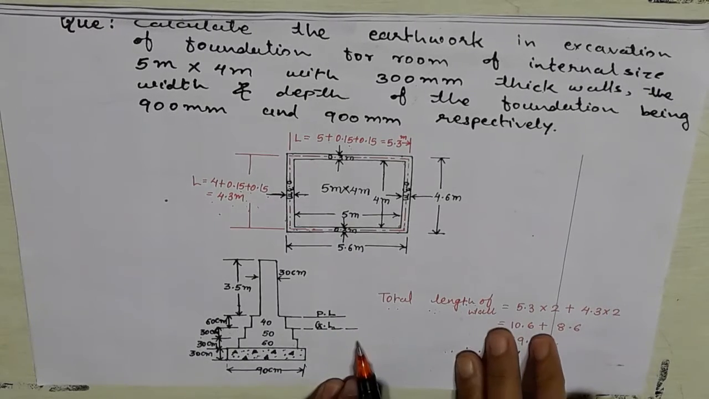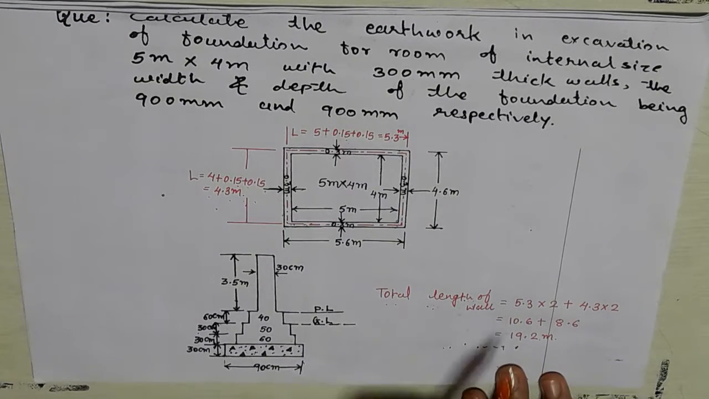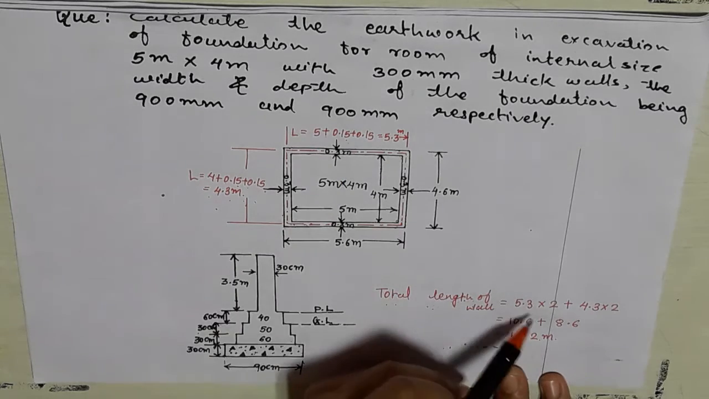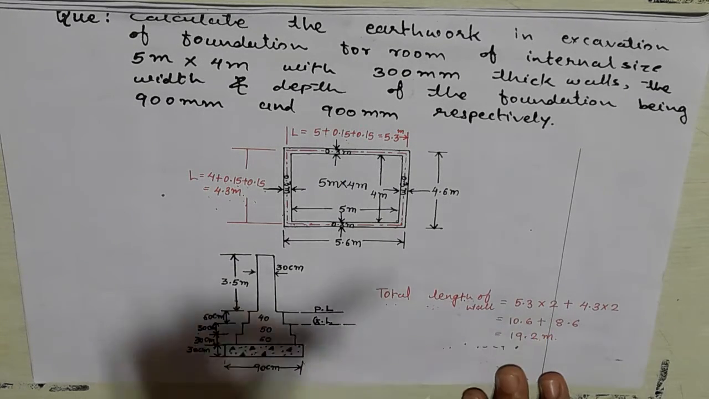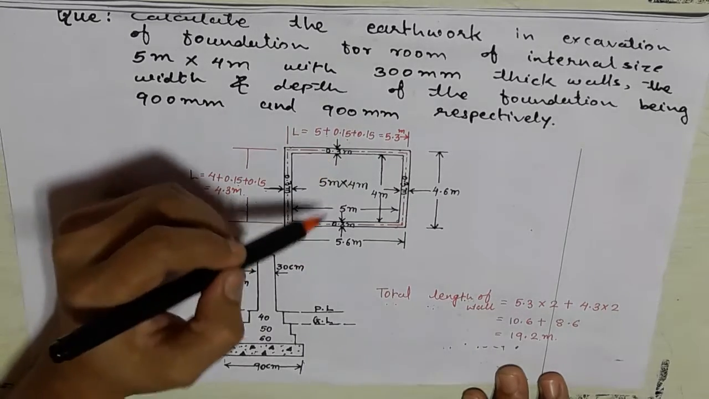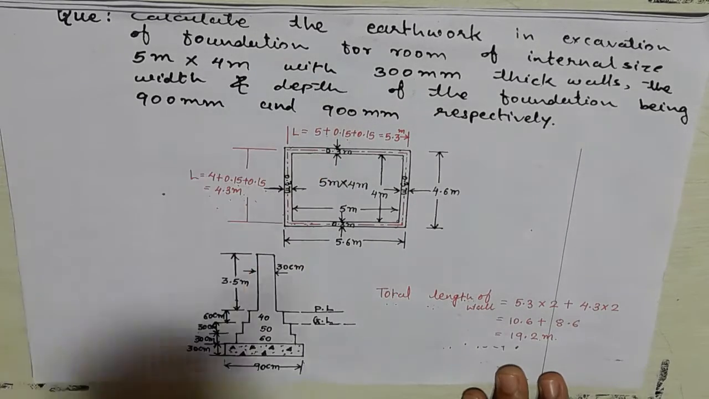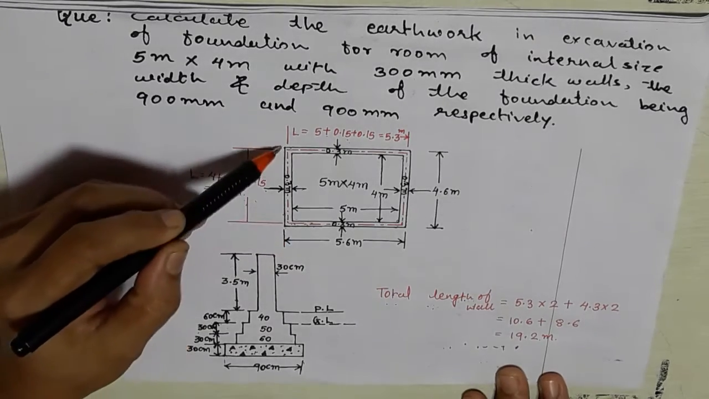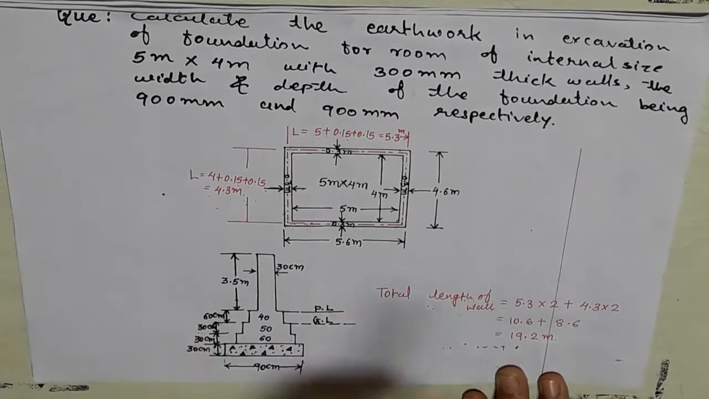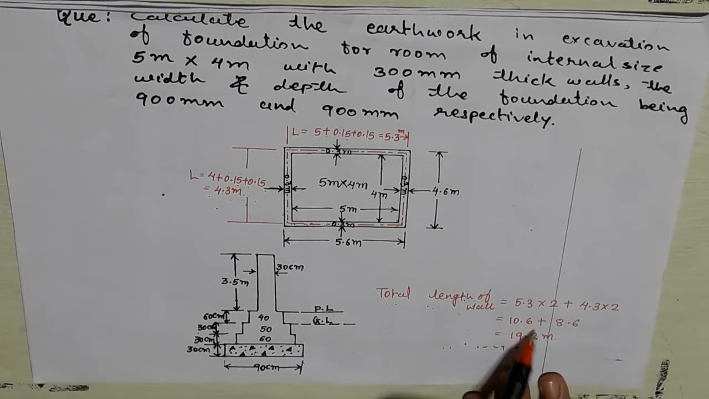Now the total length of the centerline wall is equal to 5.3 meter multiplied by 2. Here there are two walls having the length 5.3 meter, so we have to multiply it by 2, and in the same way there are two walls of 4.3 meter, so 4.3 multiplied by 2. So that equals 10.6 plus 8.6, which equals 19.2 meter.